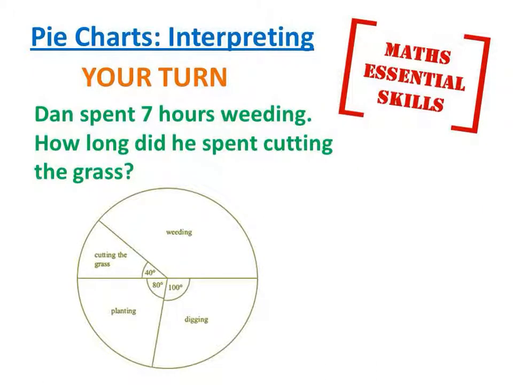Try spotting the thing we know about this question and using it to work out how long Dan spent cutting the grass. Pause before you see the answer.